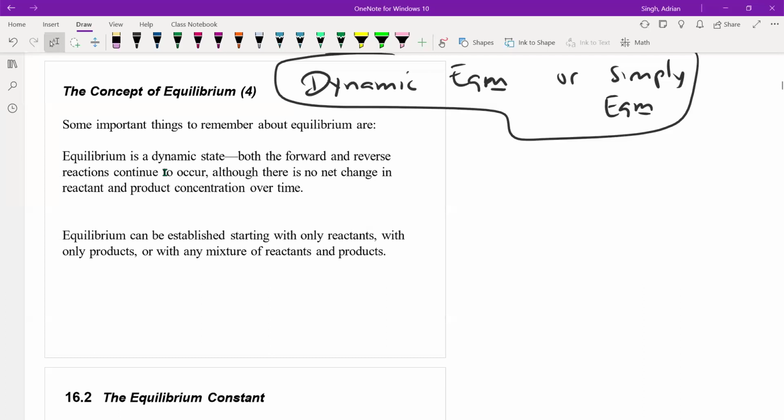So again, equilibrium means that we've achieved the state where the concentration of the product is the same, the concentration of the reactant is the same, they're not changing, and that's because the rate of the forward reaction is equal to the rate of the reverse reaction.